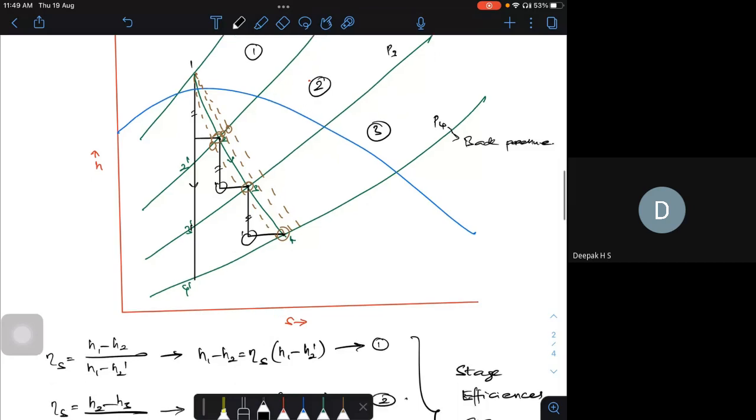So this is my 3, and this is 3 double dash. This is called 4 double dash. Instead of H2 minus H3 dash, it will be H3 double dash, and H4 minus H3 minus H4 double dash. It's individual if I go with respect to stages. So instead of 3 dash, this will be the isentropic work done with respect to stages.